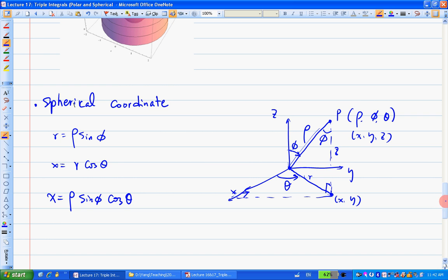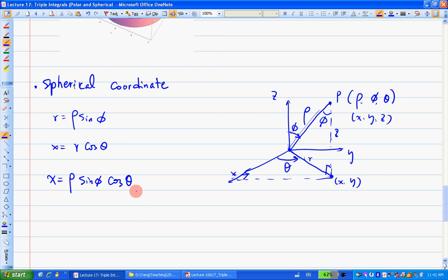This is important because you will have a formula for this, but this is very easy. You don't need to memorize it. Even if you don't remember the formula, you can easily derive it using geometry. So that leaves us to the y. What do you think the y is now? The y will be rho sine phi sine theta.